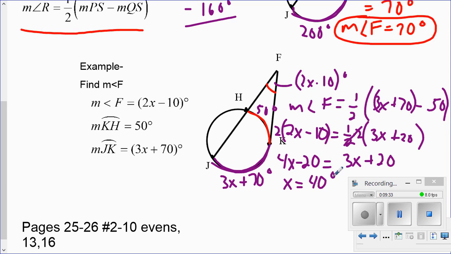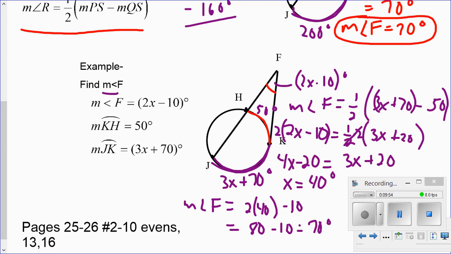Now I didn't answer the question though, so it says find the measure of angle F. Angle F is equal to 2x minus 10, so 2 times 40 minus 10 is going to give me 80 minus 10, which is 70 degrees. So the measure of angle F is 70 degrees.